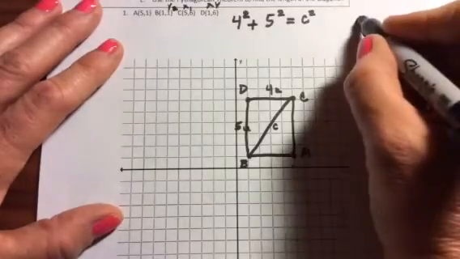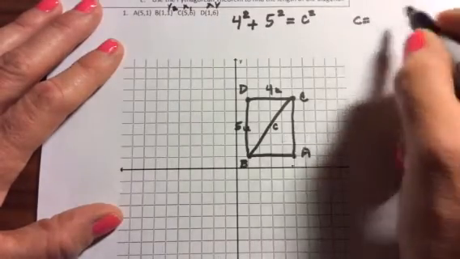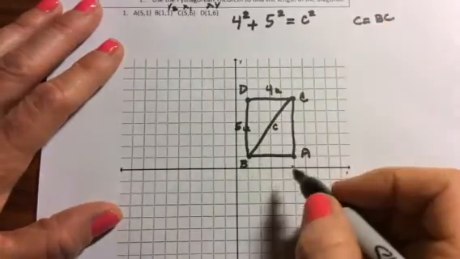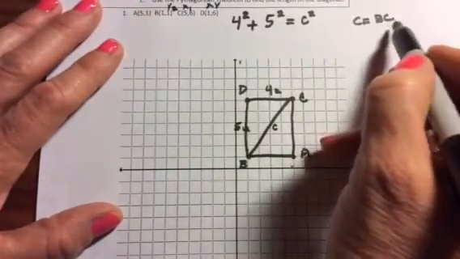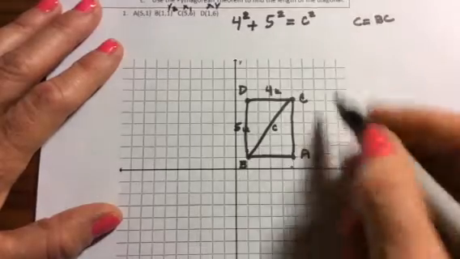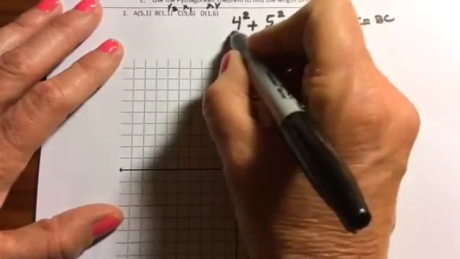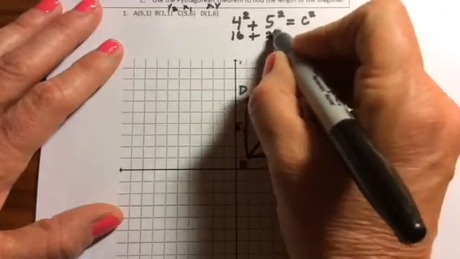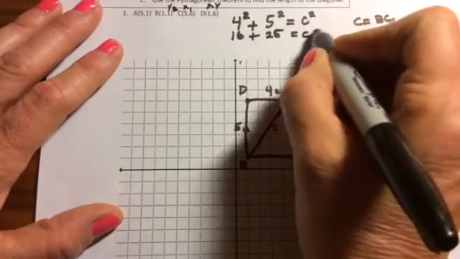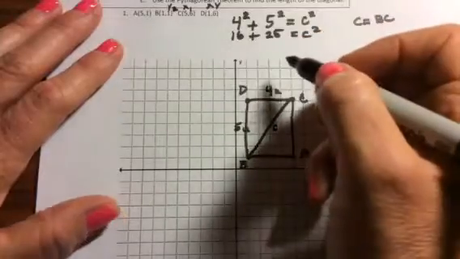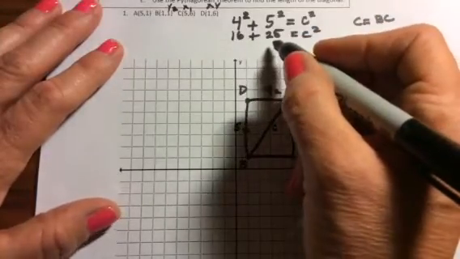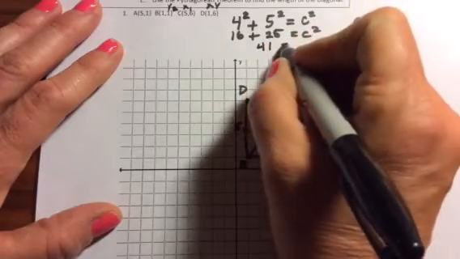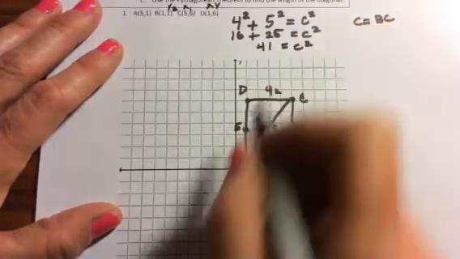Alright, so c is actually the length of the segment BC. So those mean the same thing. This is just the points that it's connected by. So 4 squared is 16, plus 5 squared is 25, and that'll equal c squared. And 16 and 25, this is just the way we solved them before. That would be 41 is equal to c squared.